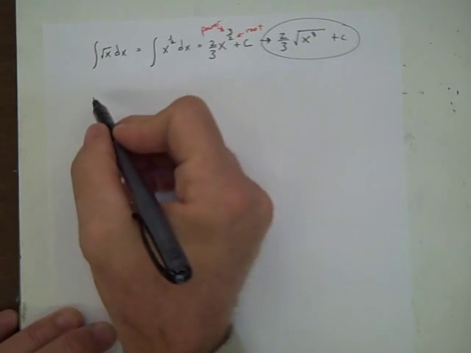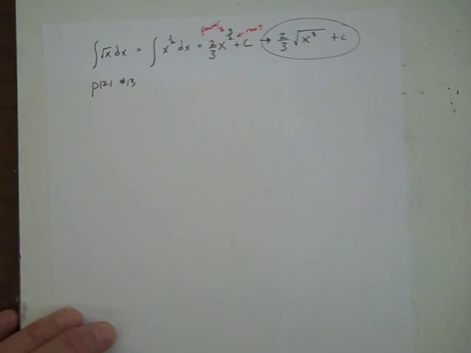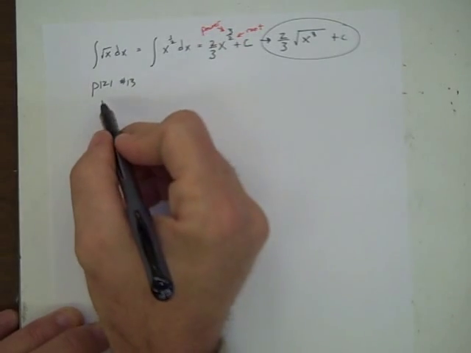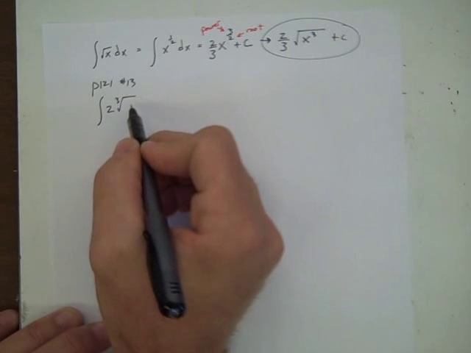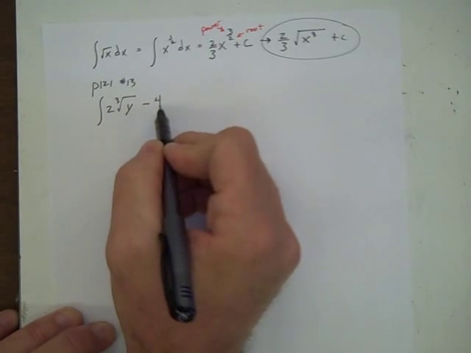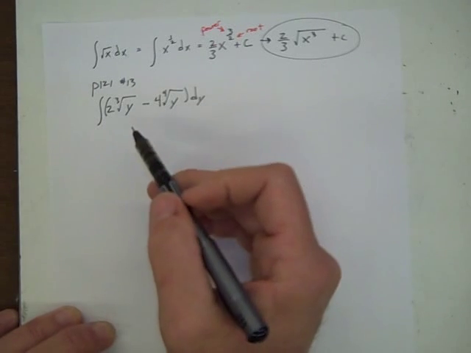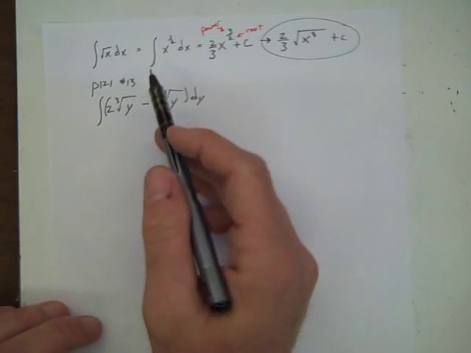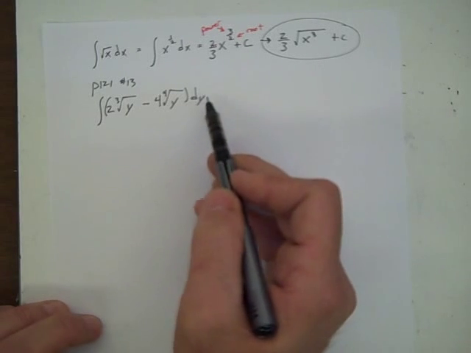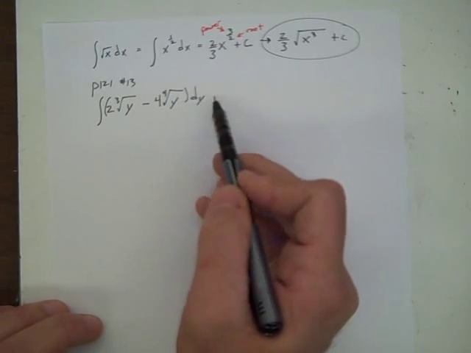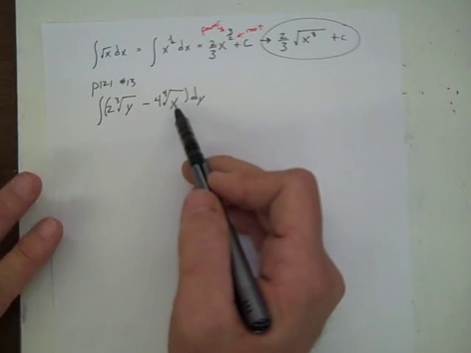Now let's go on to the next one. This is number 13 on page 121 in your study guide. This one involves other radicals that are not square roots. We'll find the integral of 2 times the cube root of y minus 4 times the 4th root of y dy. One thing that's different is that instead of x, we have an integral involving y, but that's okay because dy is the variable of integration, and as long as this dy agrees with this variable, we can proceed in the same way.